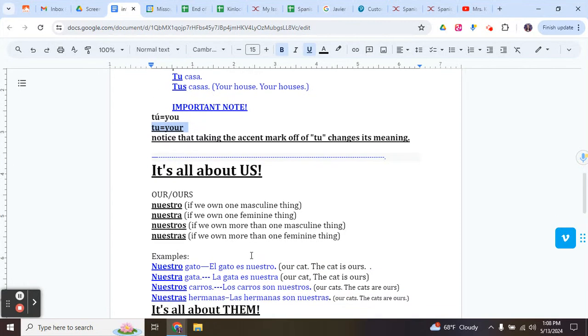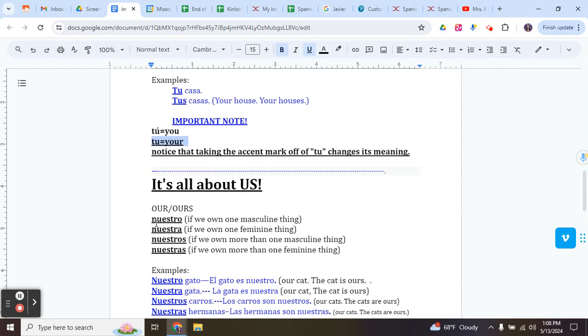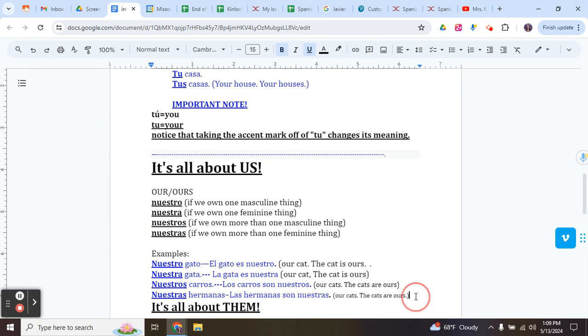All right, let's talk about our stuff. So our stuff is going to either be nuestro if it's masculine and singular, nuestra if it's feminine and singular, nuestros masculine and plural, nuestras feminine and plural. So let's look at some examples of that.